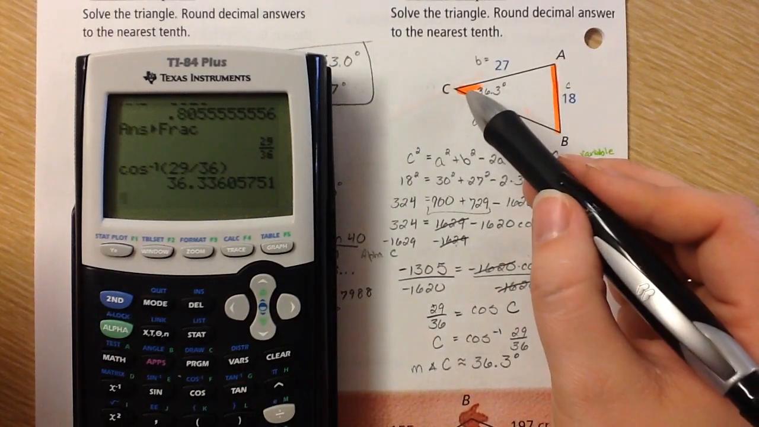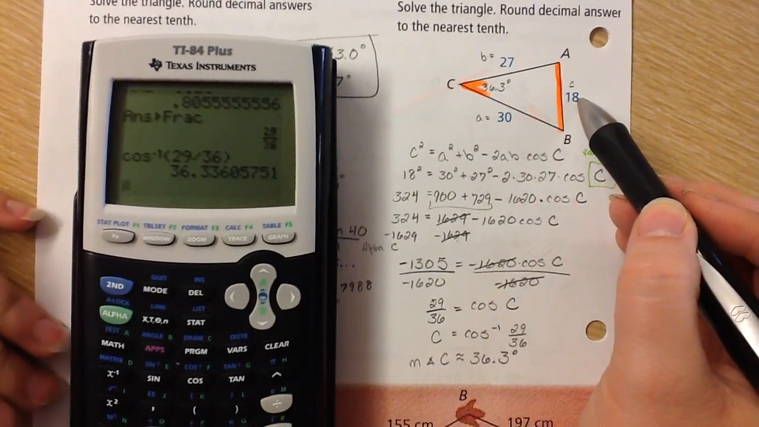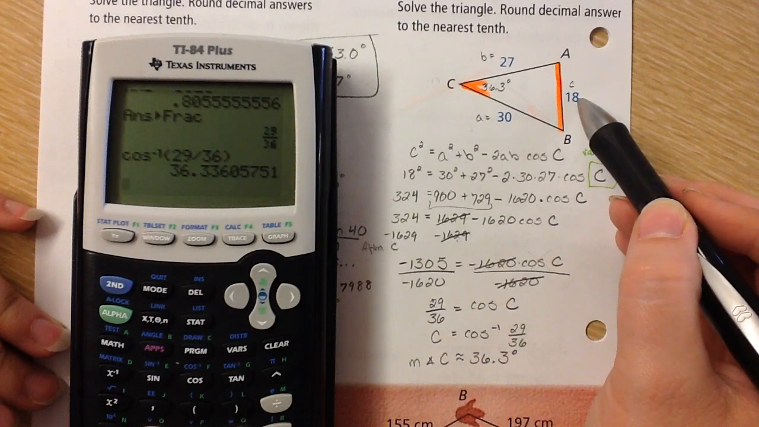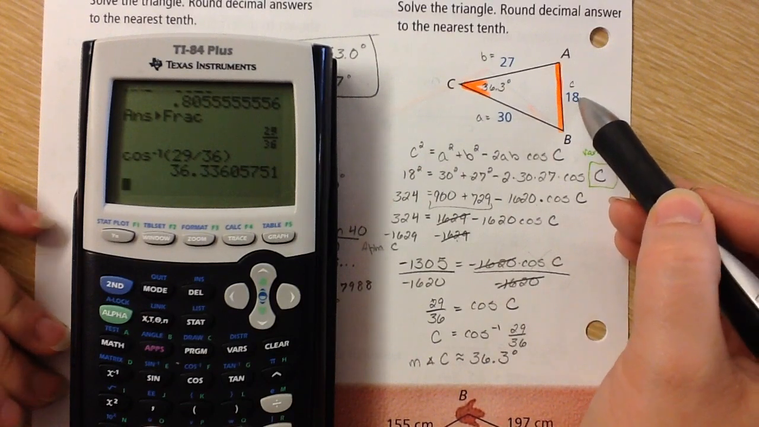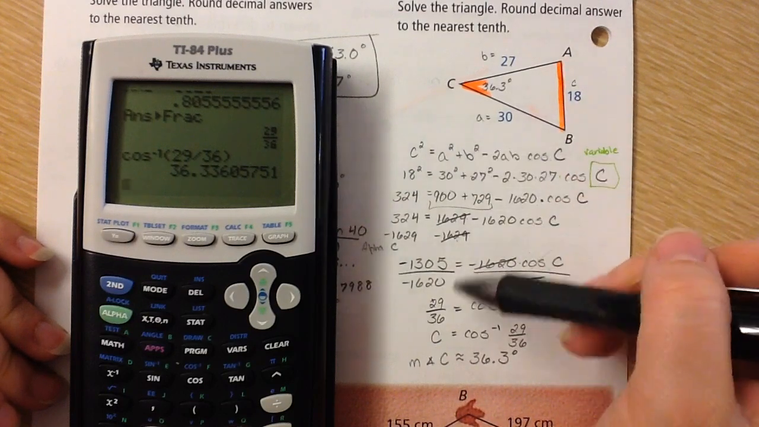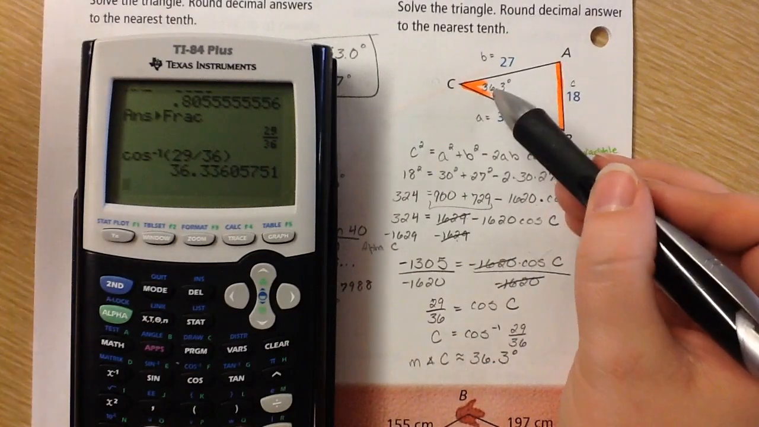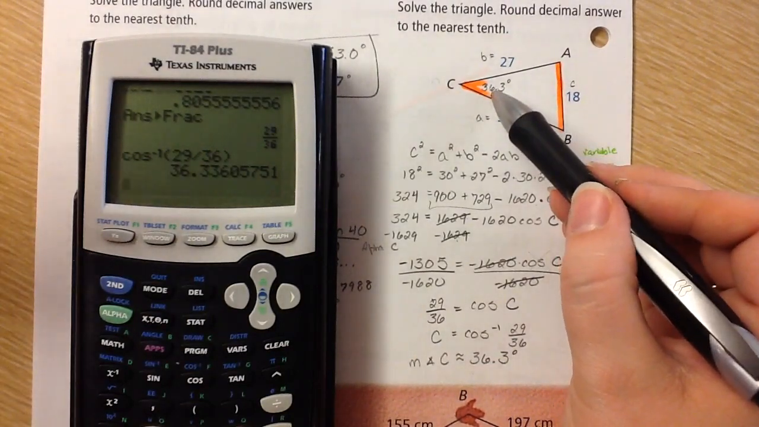But now I know an angle and its opposite side. So now I can solve the rest of it using the law of sines. You should never have to use the law of cosines more than once. Once you use the law of cosines, you will now have a side and an opposite angle. You can use the law of sines after that point.